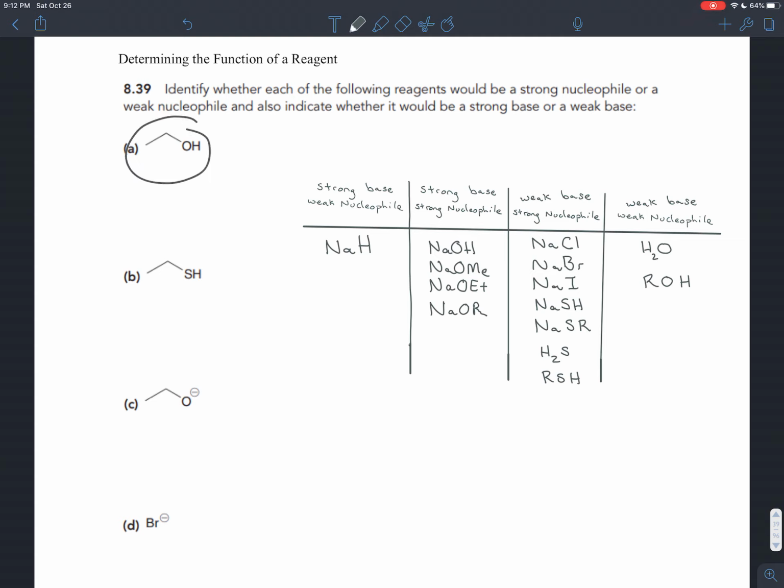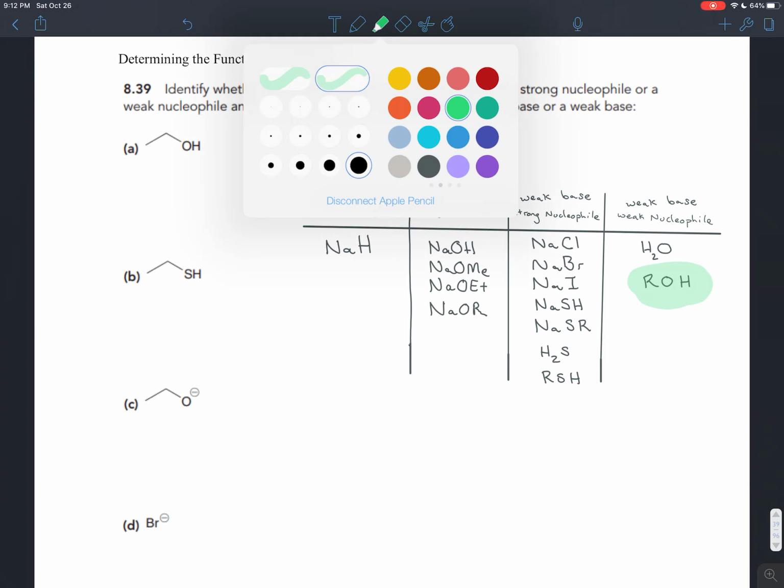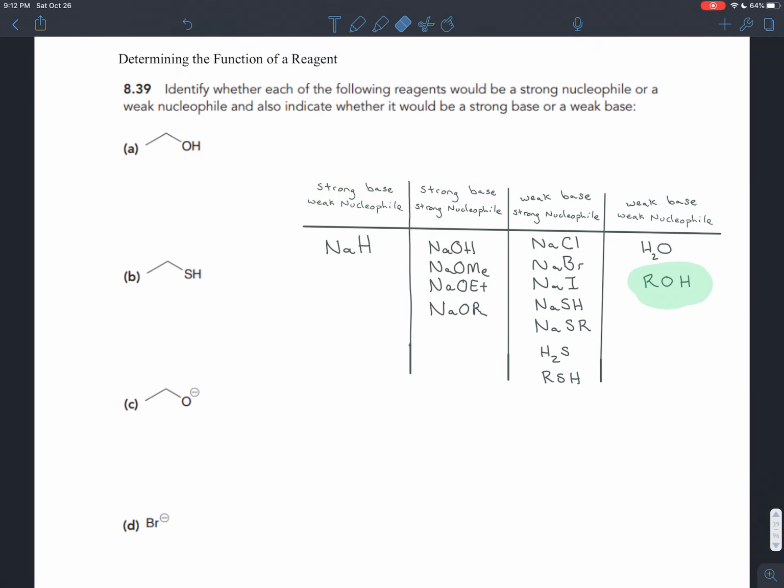All right, well, let's start with A. We have an OH, and it's bonded to a carbon chain. Well, that is an alcohol. Remember that R is any carbon chain. So really, if you were trying to think of it separately, you would have that R here is this ethyl group. So what we're dealing with is a weak base and a weak nucleophile.